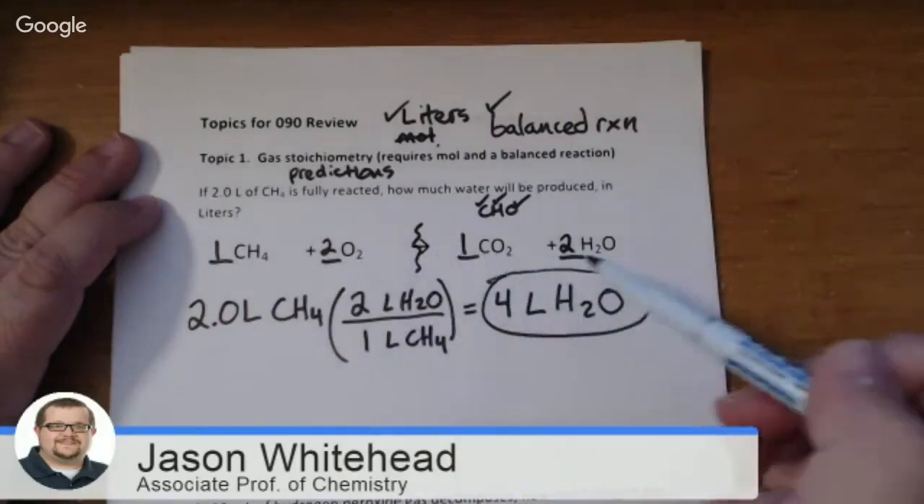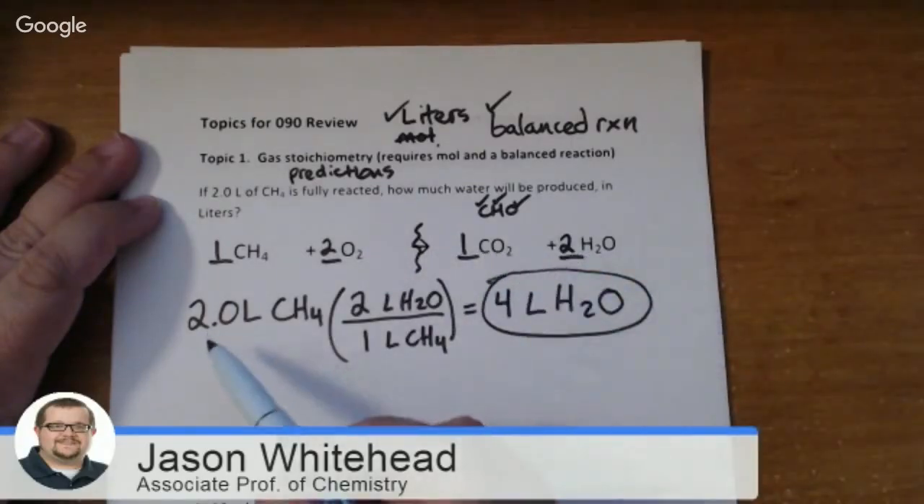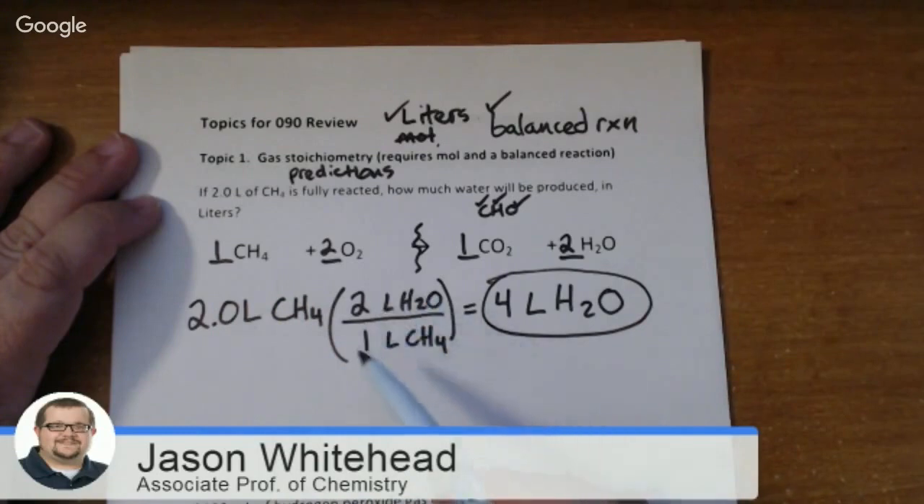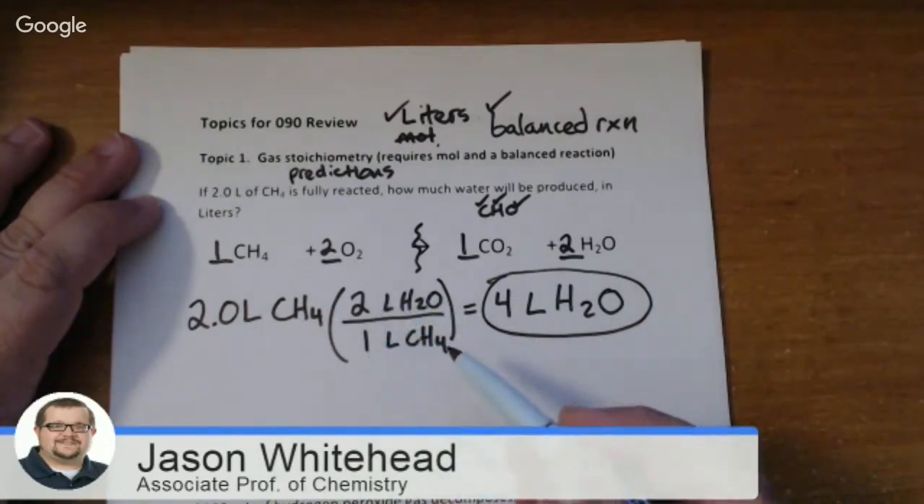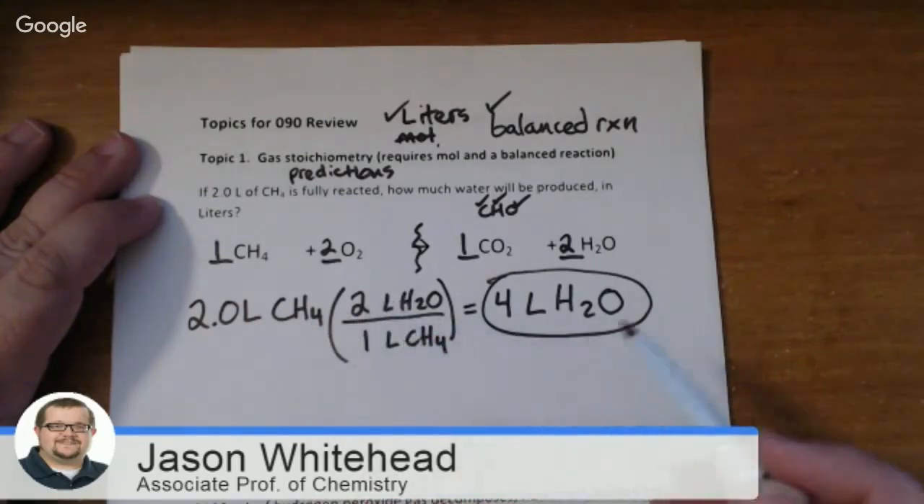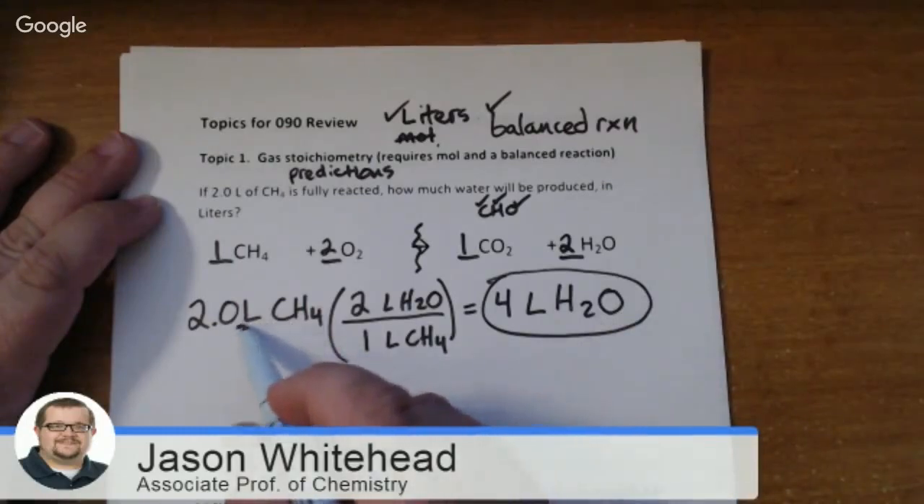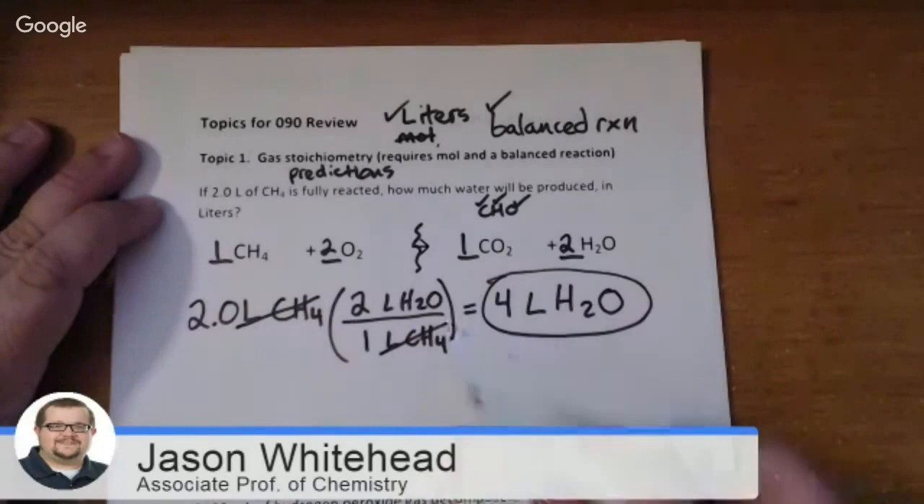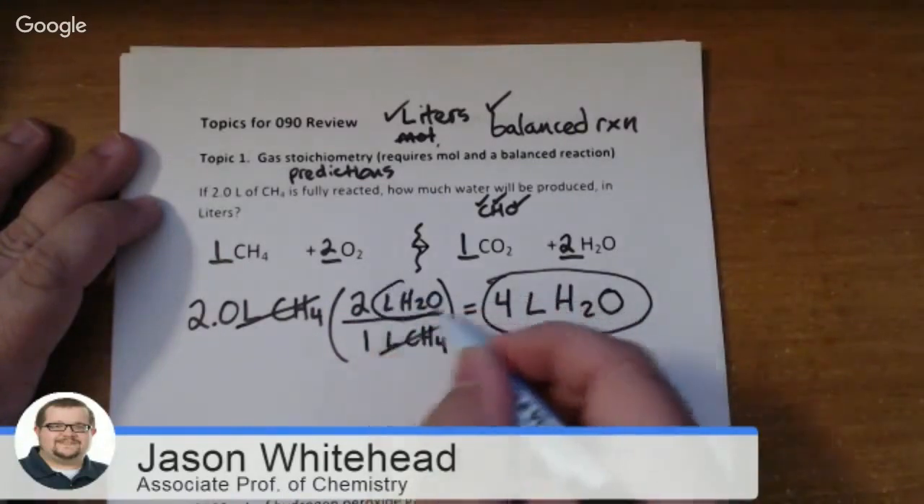That was taken care of now. We started out with the only value they gave us. We used the ratio of what we had, CH4, to what we wanted, H2O, multiplied across the top, divided by what's in the bottom, and ended up at our final answer. Making sure that we labeled everything so we could cross out what we wanted to cross out and where we wanted to end.